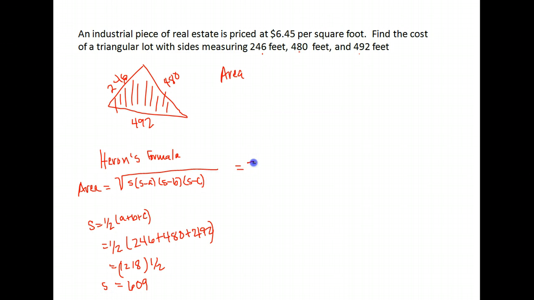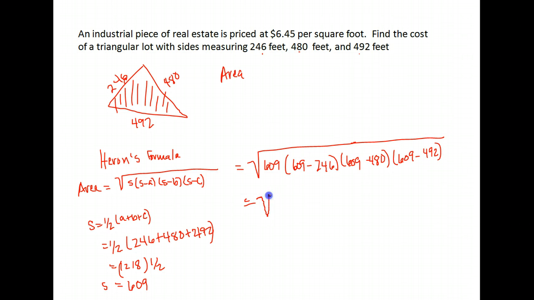So when I'm finding my area, like the formula says, it's going to be S, so 609, times S minus A, so 609 minus side A. It really doesn't matter which order I put them, smallest to larger, it's going to come out the same whichever one you put first. Times 609 minus the next side, times 609 minus our last side. We want to calculate each of those so we can multiply them together.